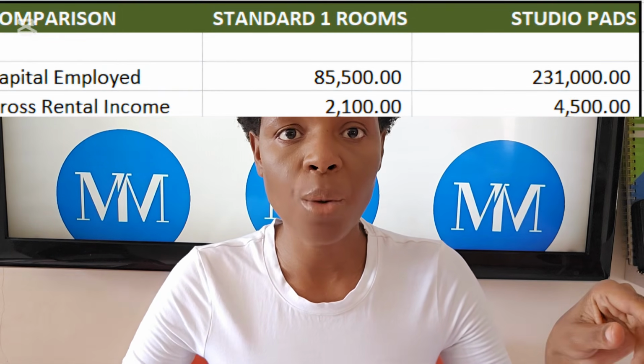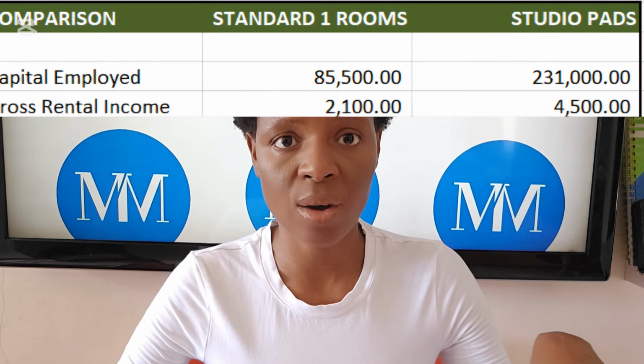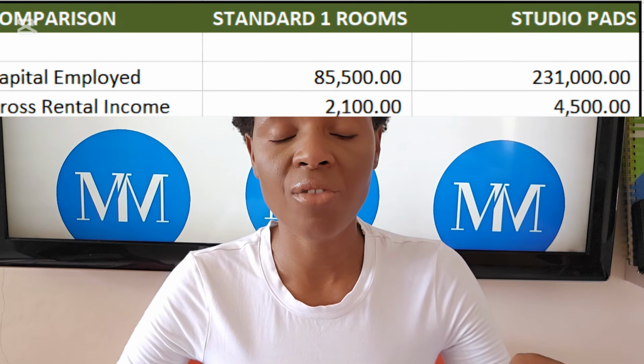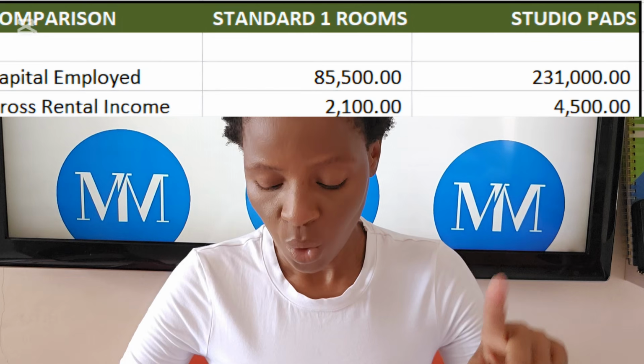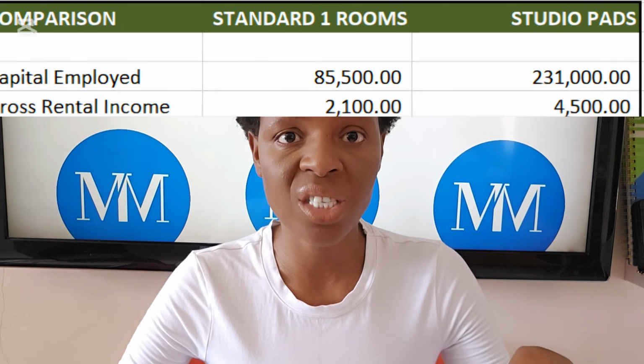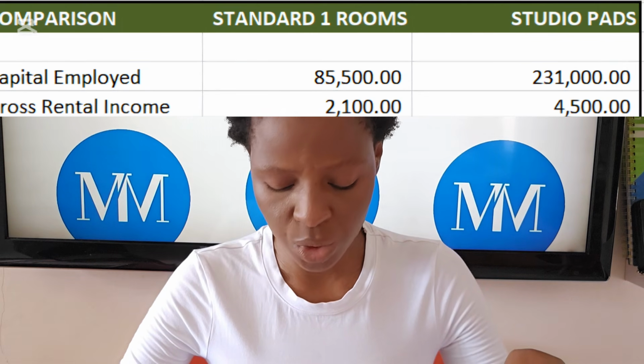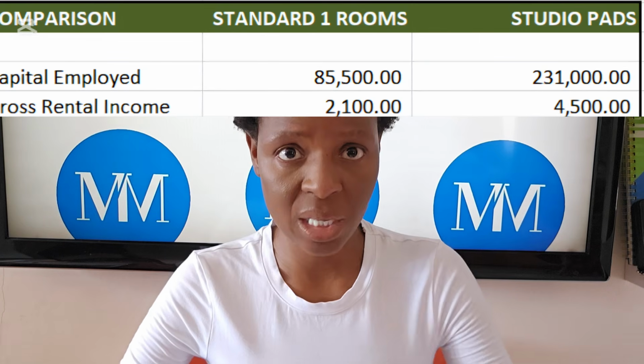So for the studio pairs, each unit is 1,500. We multiply that by 3, and we are getting 4,500. That is the total. So now that you have the income, it doesn't mean that all of this income is coming to you. Obviously, because this is a business, and I encourage you to regard it as a business, there are going to be some operating expenses that you will have to take care of.